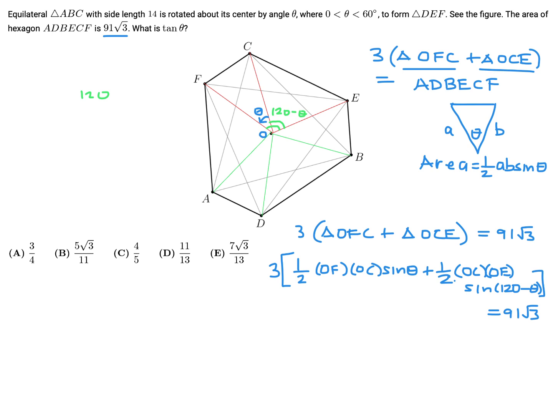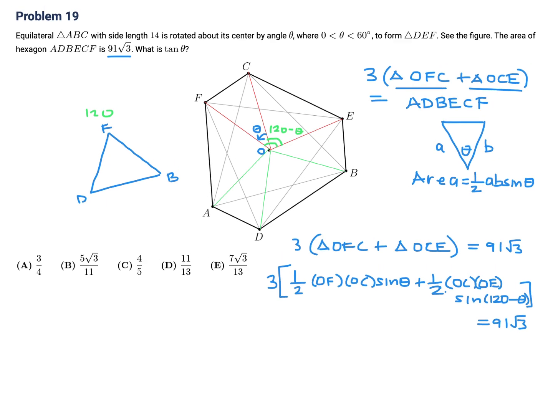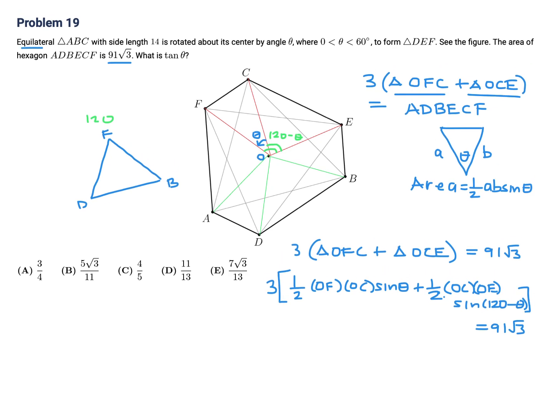And we need a whole bunch of values here. So without making the diagram too messy, I'll do it over here. So let's just draw an equilateral triangle like that, and this is F, let's say, and this is D, and this is B. And they told me in the beginning of the question that the equilateral triangles have a side length 14. Okay, no problem.